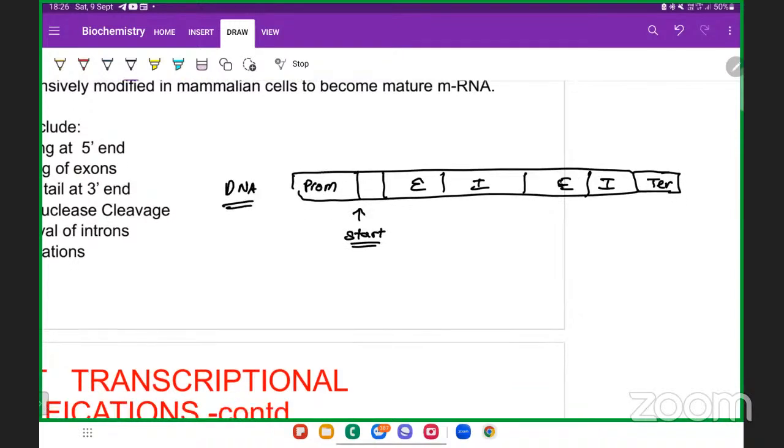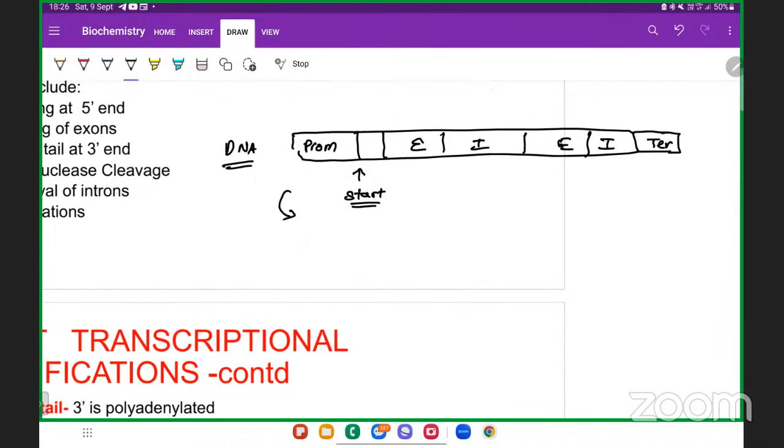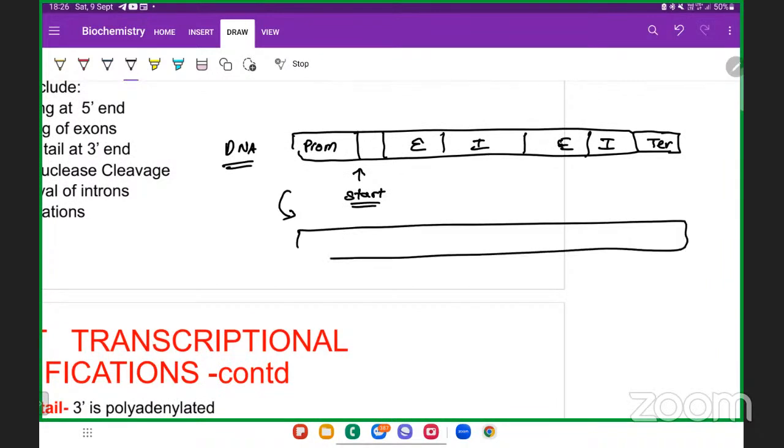What we do is we copy it into RNA. So what will the RNA contain? You have your exons, your introns, your exons, your introns. So what we are going to do is, in your precursor RNA which contains these exons and introns, we are going to remove all the introns away. We are going to keep only the exons, and remove all the introns.